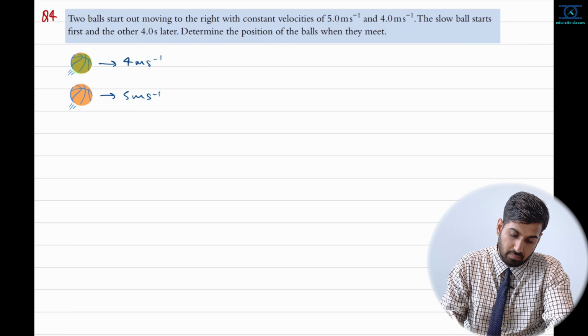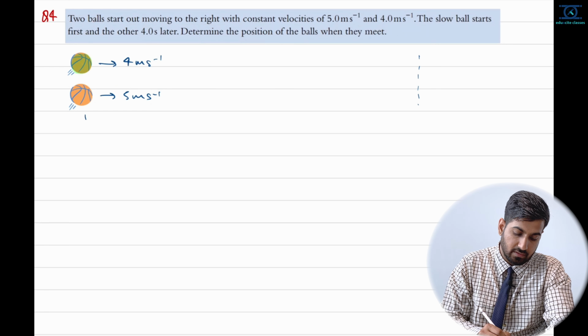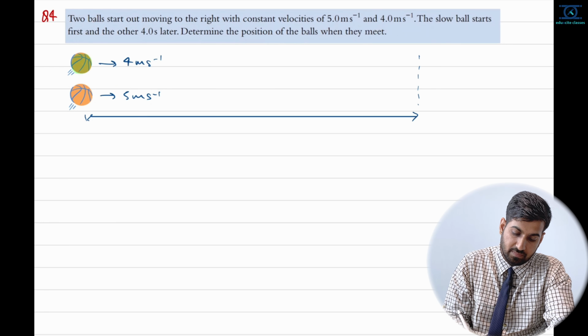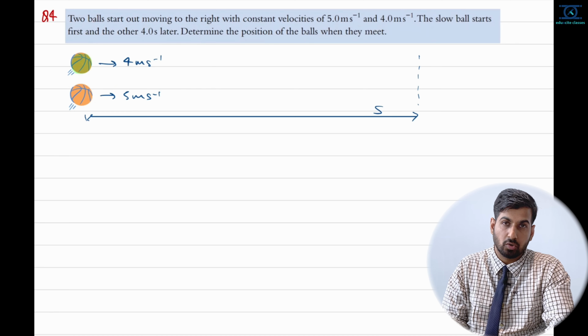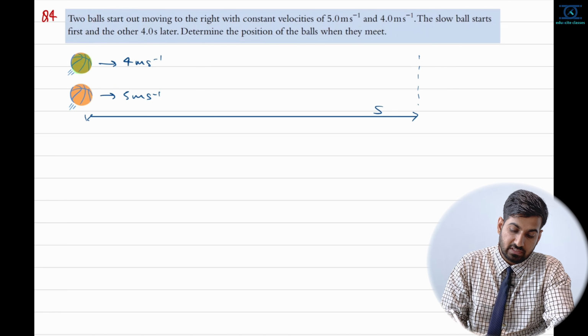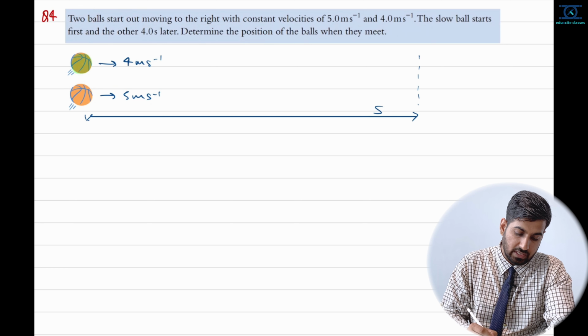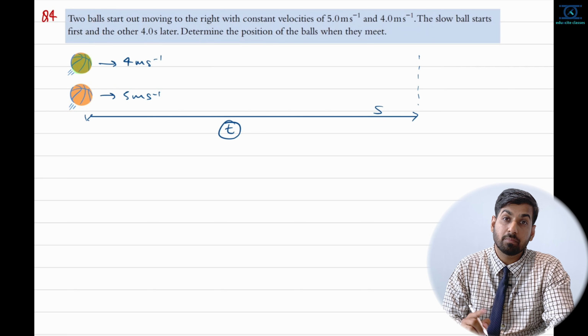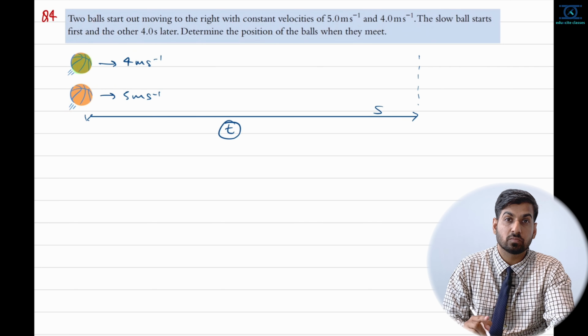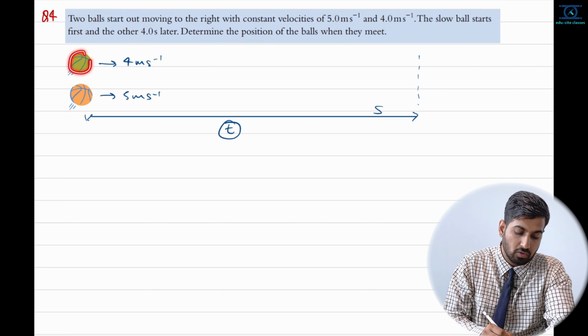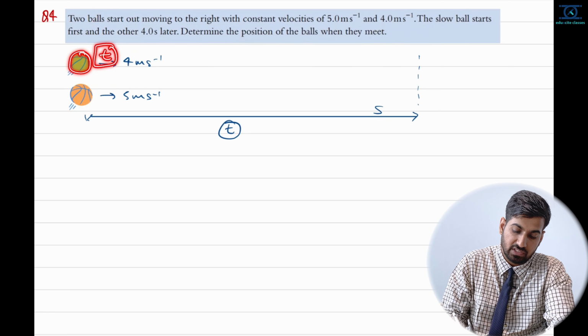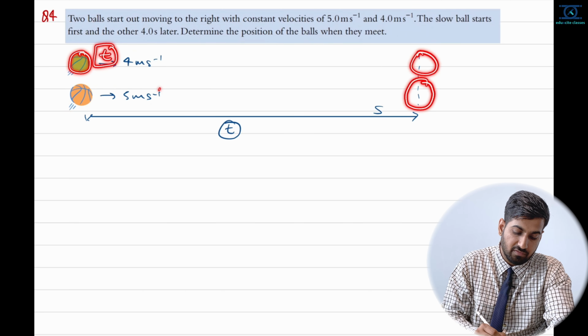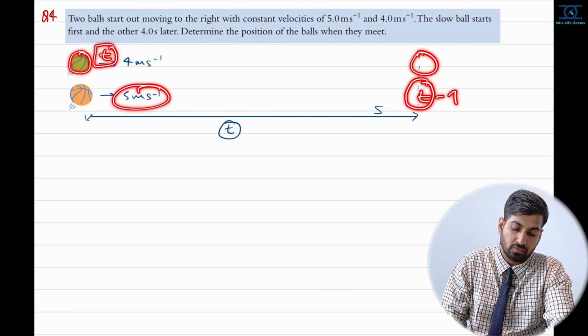Okay, so let us assume they meet at this point. When they meet, I can say the displacement is the same for both balls, right? And we have to find out this displacement only. So let us say the first ball takes time t. This ball has covered the distance in t minus 4 seconds because it started its motion after 4 seconds. So if the slower ball takes t time to reach this position, the 5 meters per second ball will reach it in t minus 4 seconds, right?